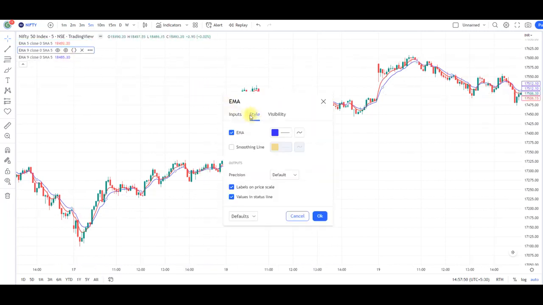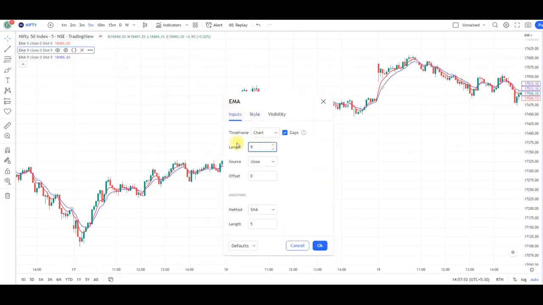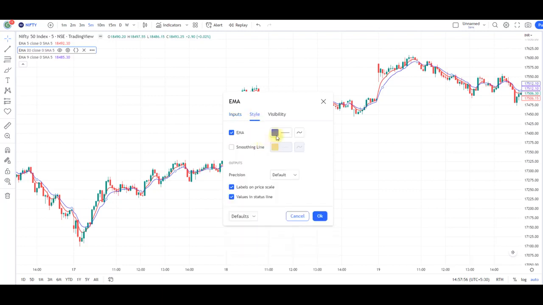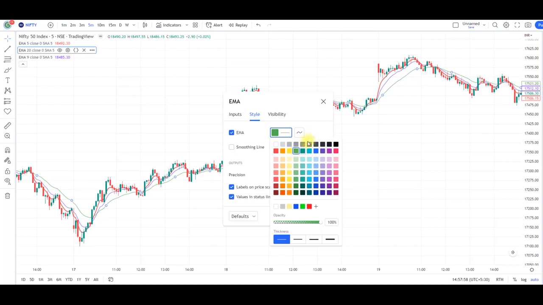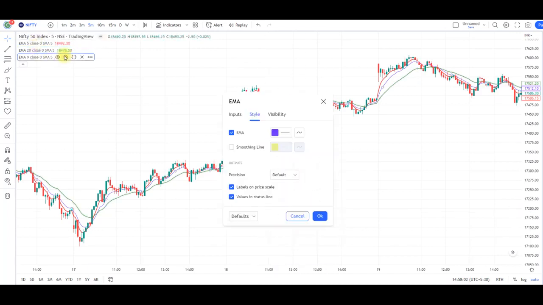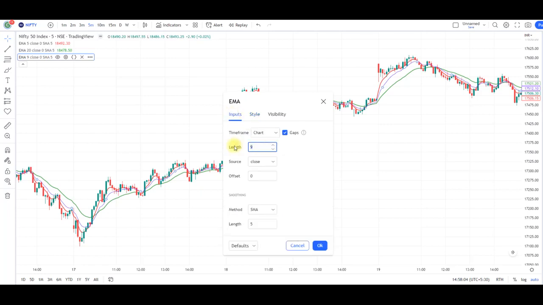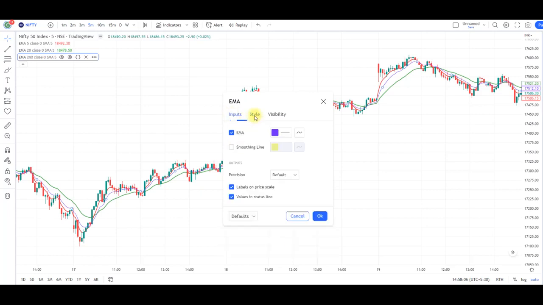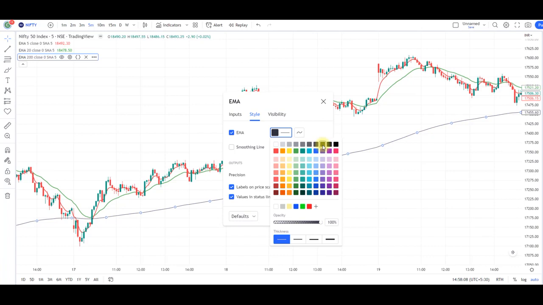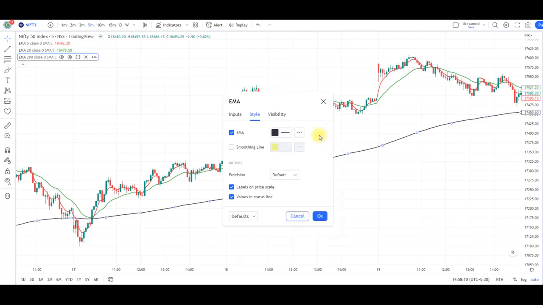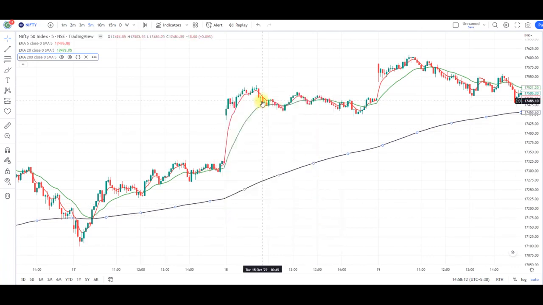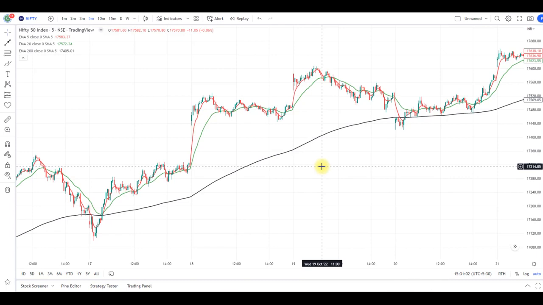The next EMA is 20 EMA. So I am changing the length to 20 here, and I am making the 20 EMA green in color. The third EMA is 200 EMA, which I am making black in color. Now the setup is ready.